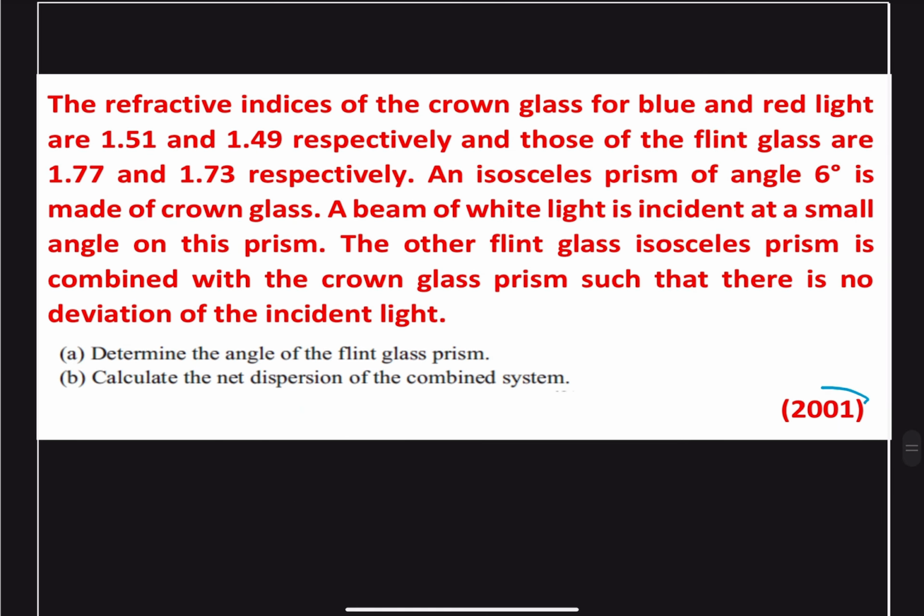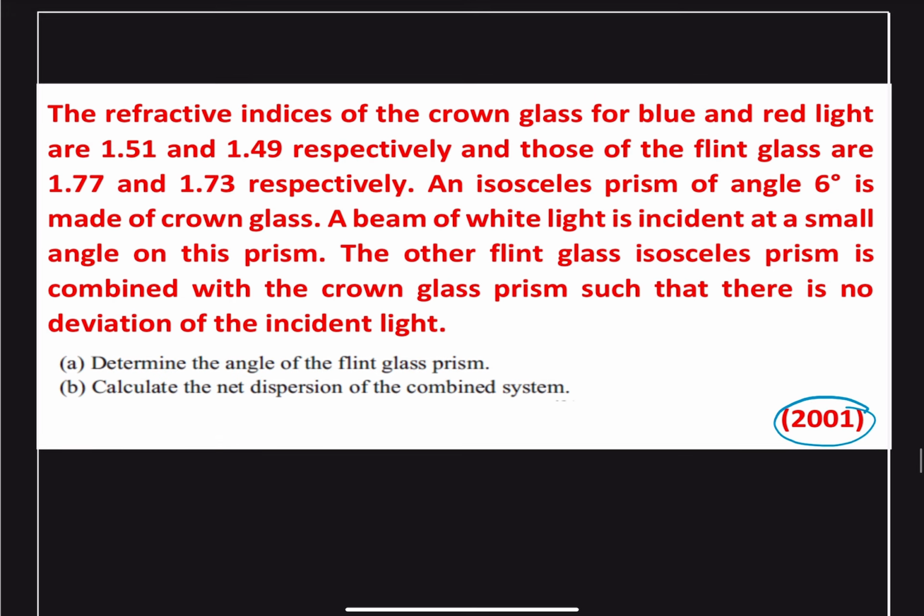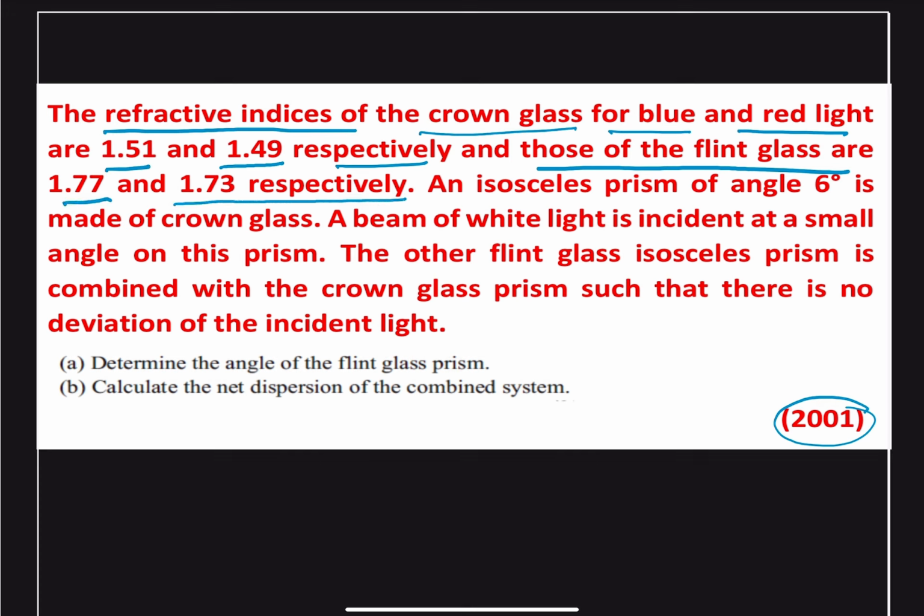It was asked in the year 2001 and it states that the refractive indices of the crown glass for the blue and red light are 1.51 and 1.49 respectively, and those of flint glass are 1.77 and 1.73 respectively. An isolated prism of angle 6 degrees is made of crown glass.